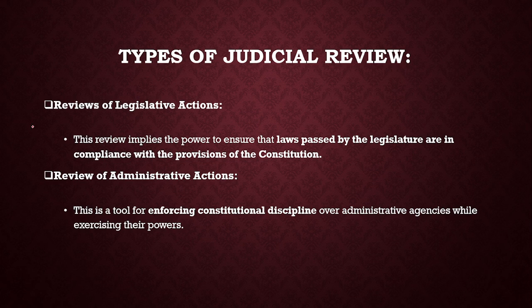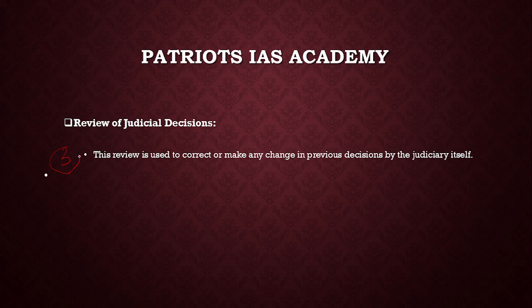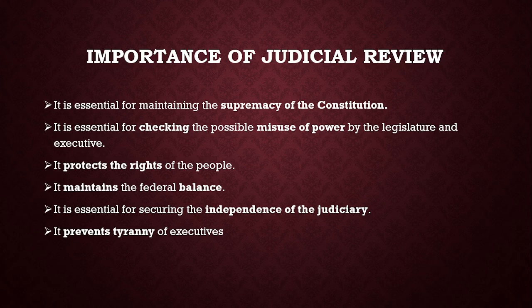Types of judicial review. Review of legislative actions. This review implies the power to ensure that laws passed by the legislature are in compliance with the provisions of the Constitution. Review of administrative action. This is a tool for enforcing constitutional discipline over administrative agencies while exercising their powers. Review of judicial decisions. This review is used to correct or make any change in previous decisions by the judiciary itself.